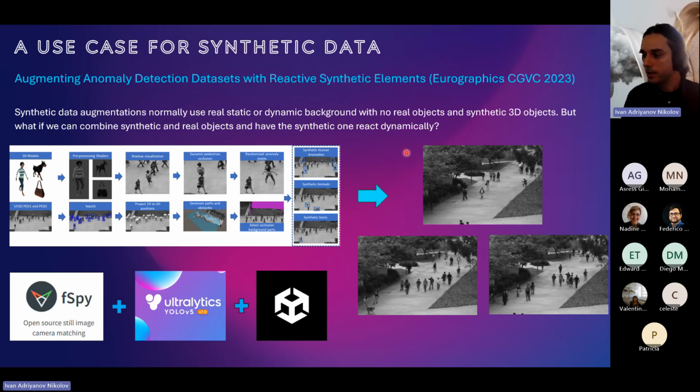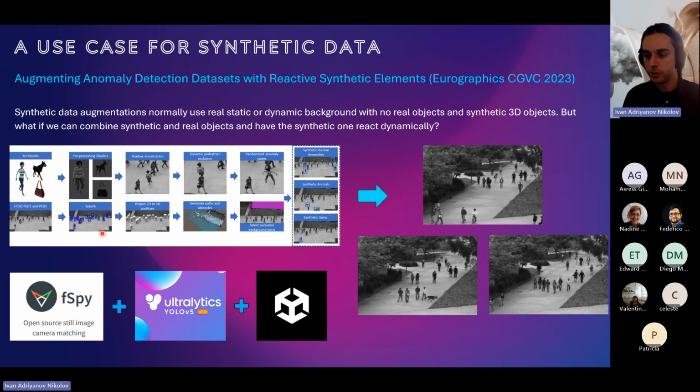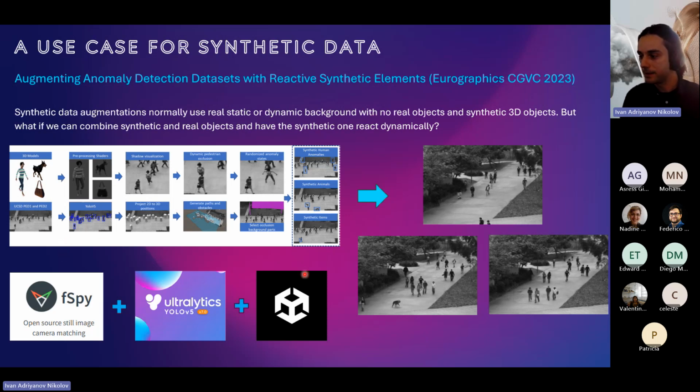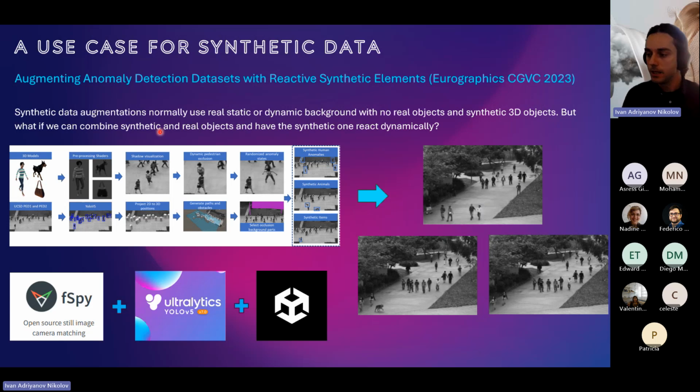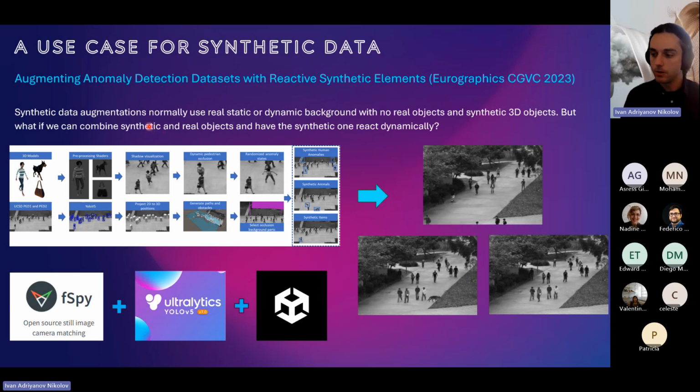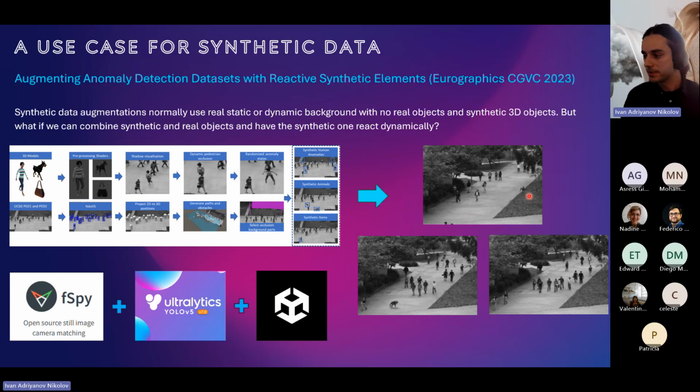So that's why we introduced this augmenting anomaly detection datasets with reactive synthetic elements, where we had an initial pre-processing step where we could find the real pedestrians, let's say, where they are, and use them in our synthetic data as 3D objects. And if we add our synthetic humans here, dogs, or in our case, even stuff like bags, we could have them react to the real humans, move aside, be occluded.